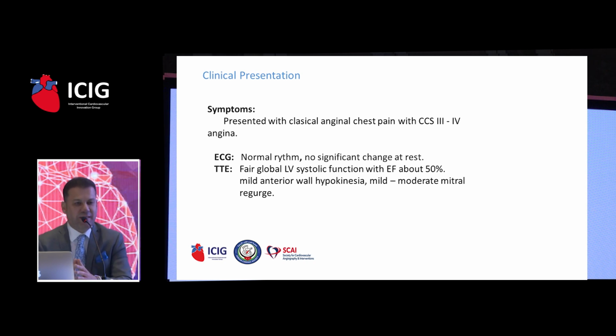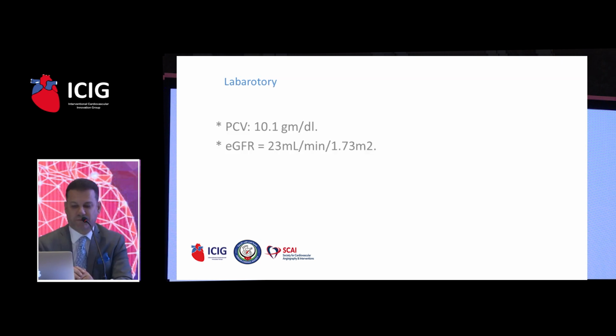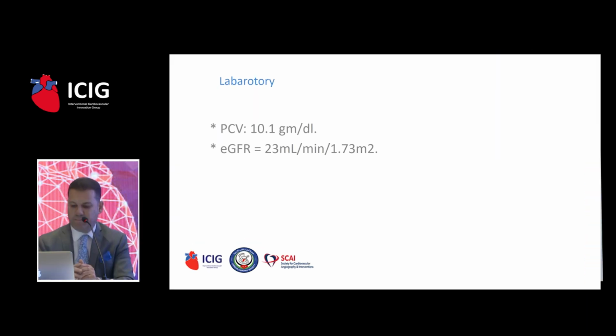She had typical angina, class 3 to 4, and the ECG doesn't show any significant change. Her transthoracic echocardiography shows fair LV function with mild to moderate mitral regurgitation. All blood tests were good apart from anemia from her chronic renal failure. And this is the baseline angiography.